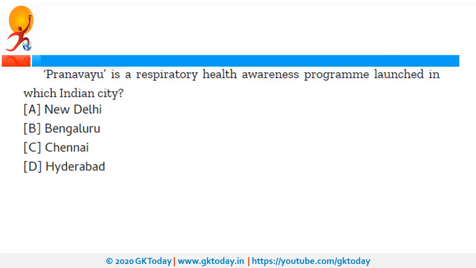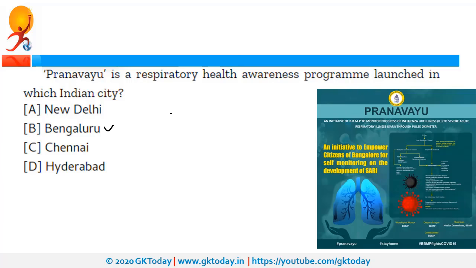Pranvayu is a respiratory health awareness program launched in which Indian city? So it was launched in Bengaluru, and it is an initiative by BBMP. What is BBMP? It is Brahat Bengaluru Mahanagar Palika. So this is an awareness initiative about the self-examination of respiratory health for the city dwellers. And this program aims at educating people with low oxygen level in their blood to check themselves at an early stage.